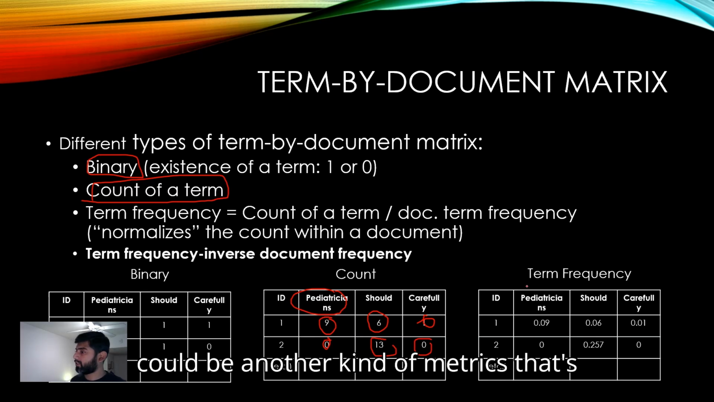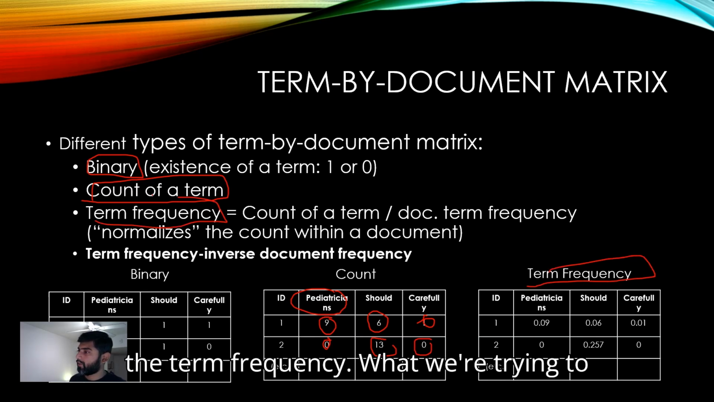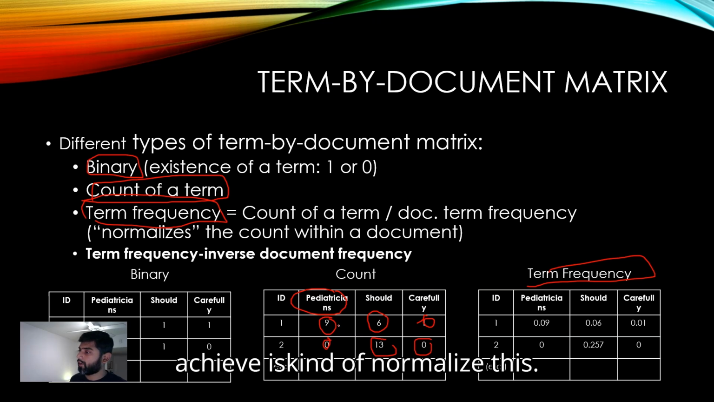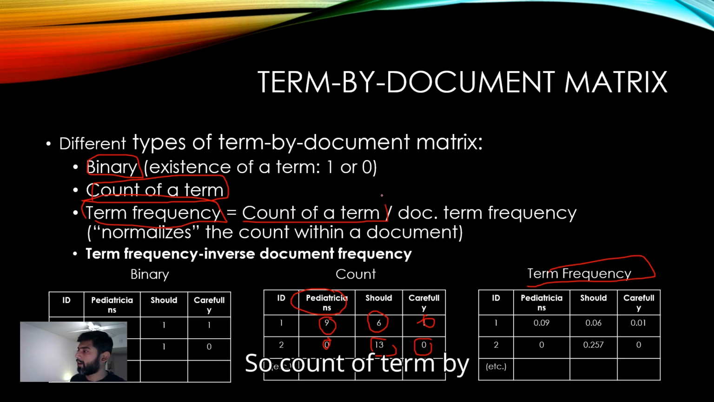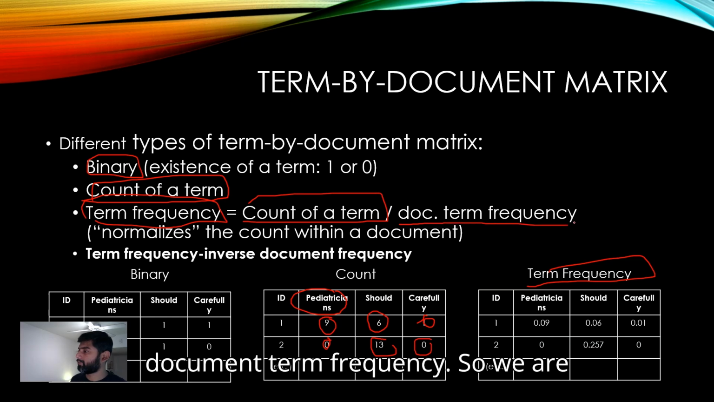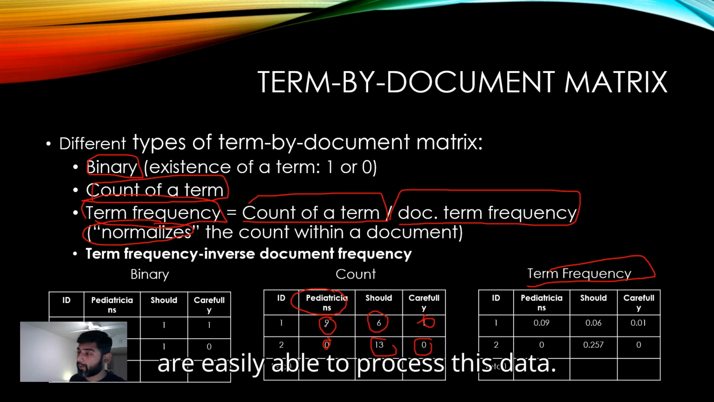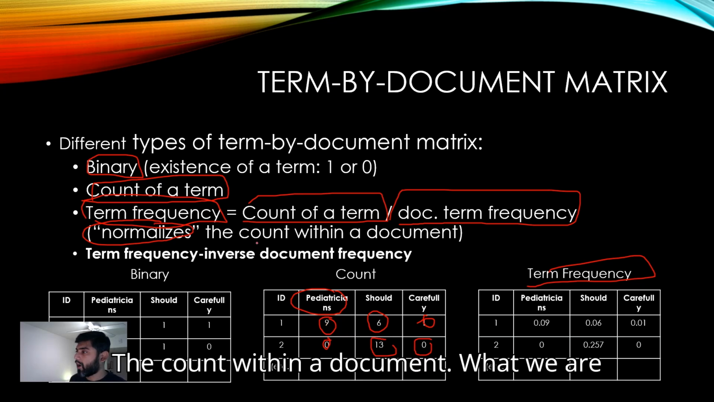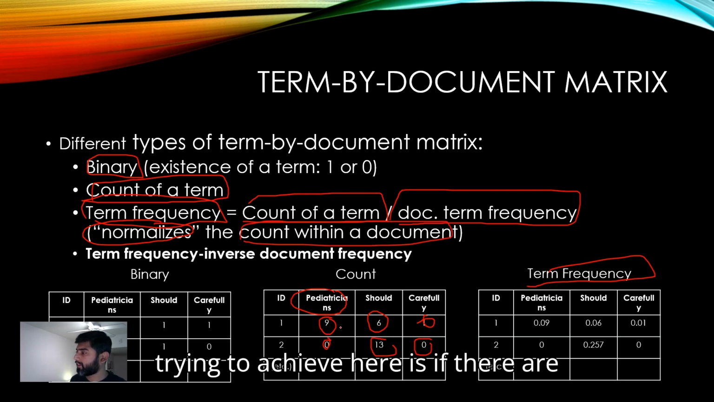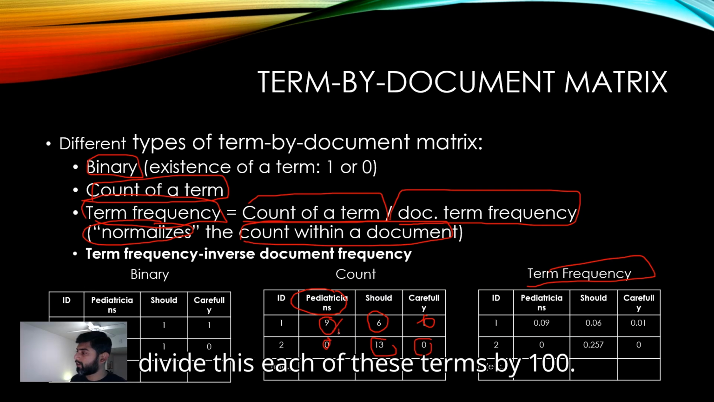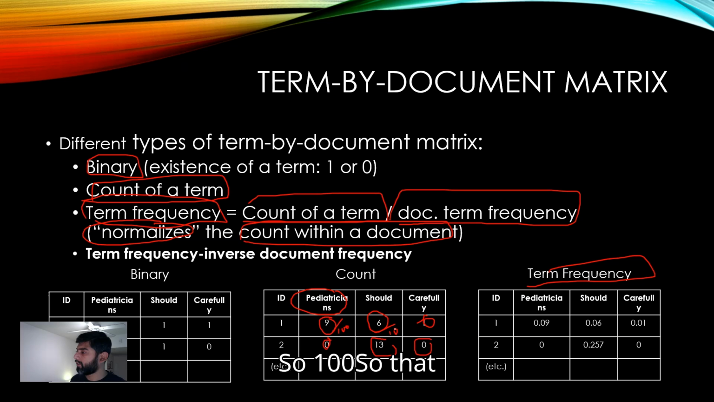There could be another kind of matrix, that's the term frequency. What we're trying to achieve is to normalize this, so the count of the term within a document. If there are 100 words in this document, we divide each of these terms by 100. So that makes it 0.09 here, 0.06 here, and 0.01 here. So we are essentially normalizing that so that we are easily able to process this data.